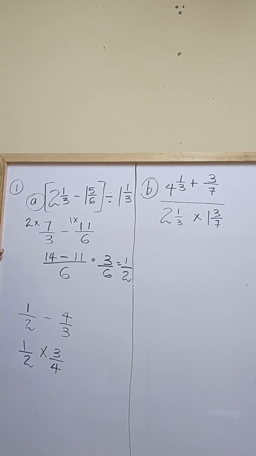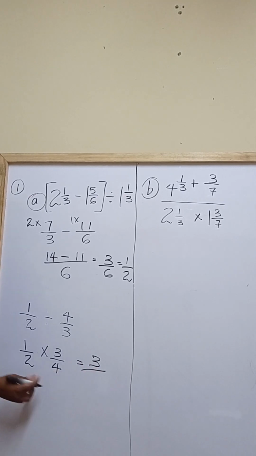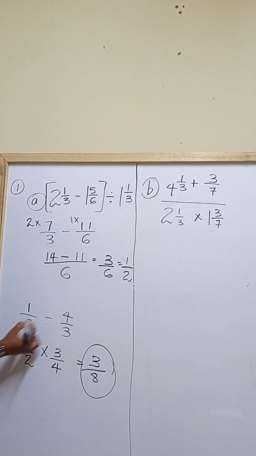Now we check to see if anything can be cancelled. If not, we just multiply numerator by numerator and denominator by denominator. So 1 times 3 will give us 3 over 2 times 4 is 8. So the final answer for this part is 3 over 8.